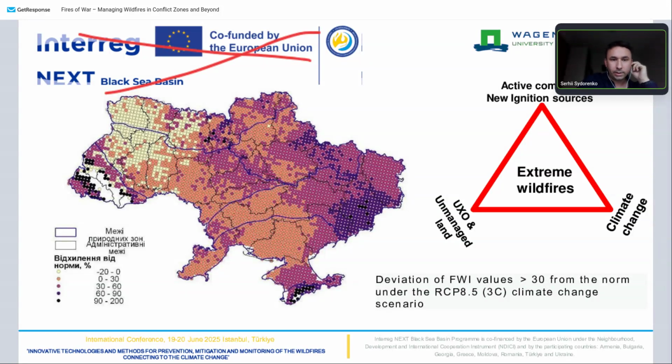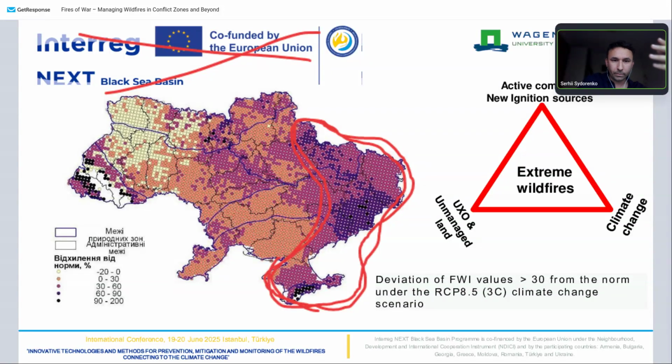And on the slide, you see a projection of climate change and how fire danger will change toward the end of the century. And you see that it will increase in the area where now we have active combat and pollution by UXO. And this area will have more dry periods, and also the precipitation amount will decrease toward the end of the century.